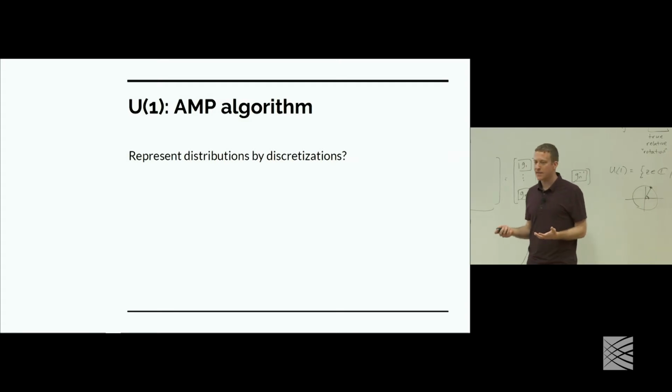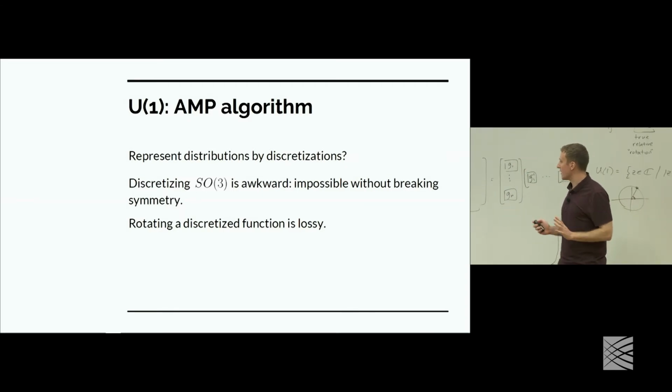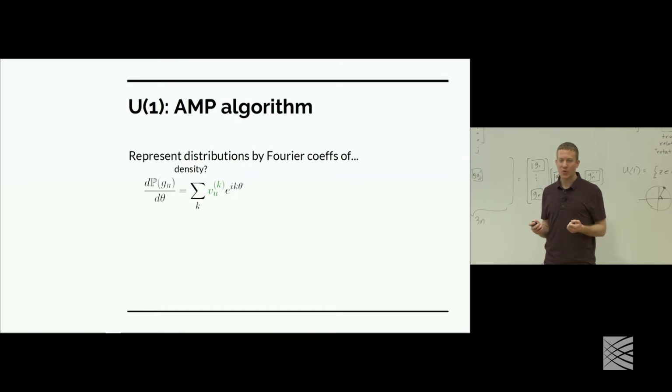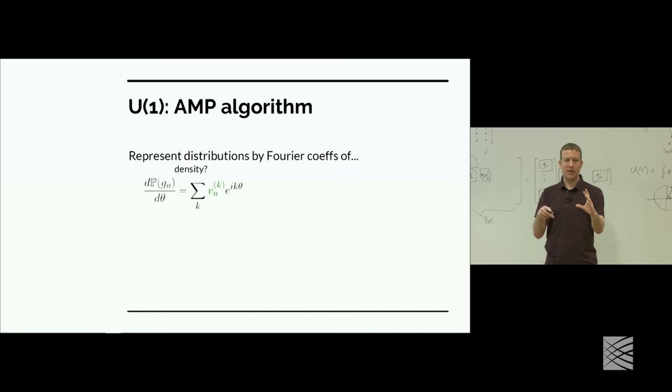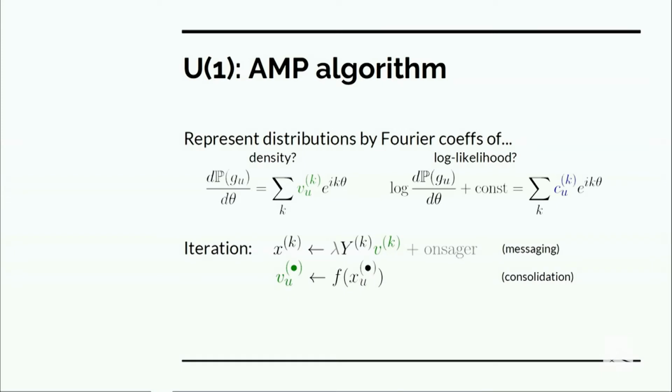You could try discretizing things, and this really is not the right thing to do, especially over something like SO3. It gets incredibly awkward. Here's the correct thing you should do: think about taking a Fourier expansion of the distribution. If you have a distribution, you have its density function on the circle, and you could expand that in terms of the Fourier basis, in terms of these e to the i k theta. You could also do the same for the log likelihood, for just the log of the density. It's not clear at this point which of these two is the correct one. But let's start by just using the Fourier expansion of the density.